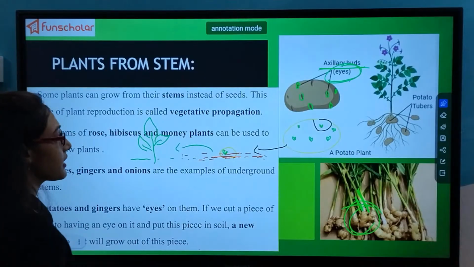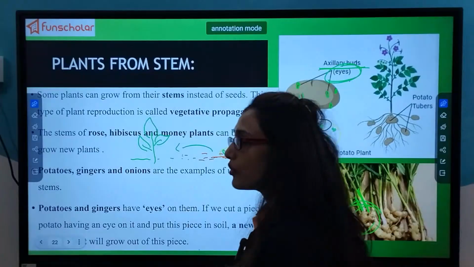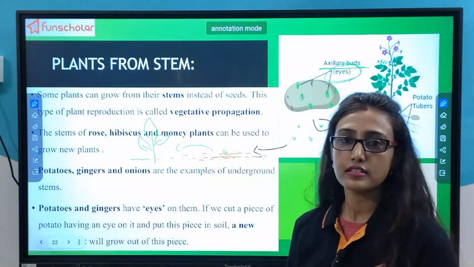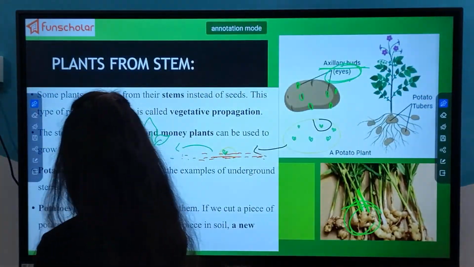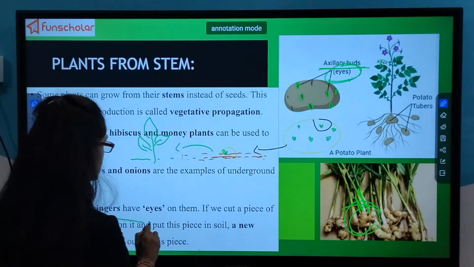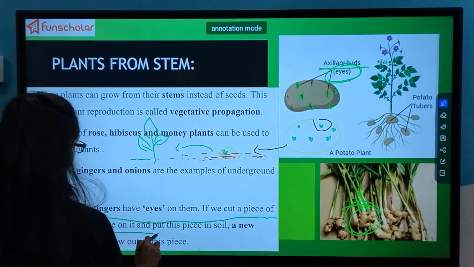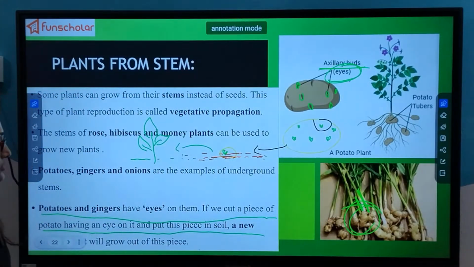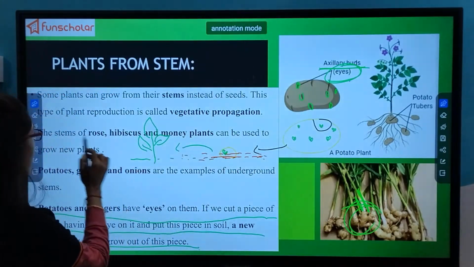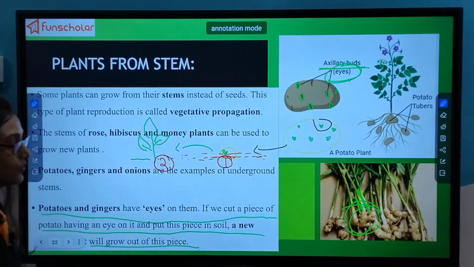Okay, so a question may come like this: which kind of plants can grow from an underground stem? The answer will be potatoes, gingers and onions. See, even it is written here, potatoes and gingers have eyes on them. If we cut a piece of potato having an eye on it and put this into the soil, a new plant will grow out of this piece. I have just explained this process.